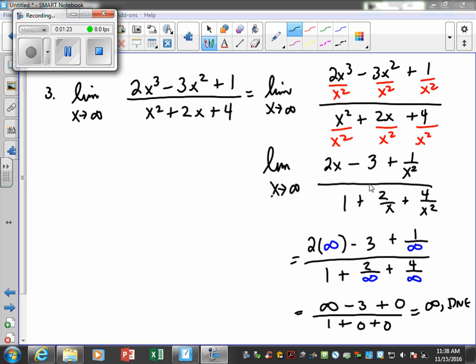Okay, so when we simplify, we get (2x minus 3) over (1 plus 2 over x plus 4 over x squared). Now when we substitute infinity, and this one's a little bit different, we would have 2 times infinity, which is just infinity. We bring down minus 3, and then we have a number divided by infinity, which is just 0. Then we have 1, 0, 0. Infinity minus 3, infinity minus anything is still going to be infinity. Divided by 1 is infinity, which we know does not exist.